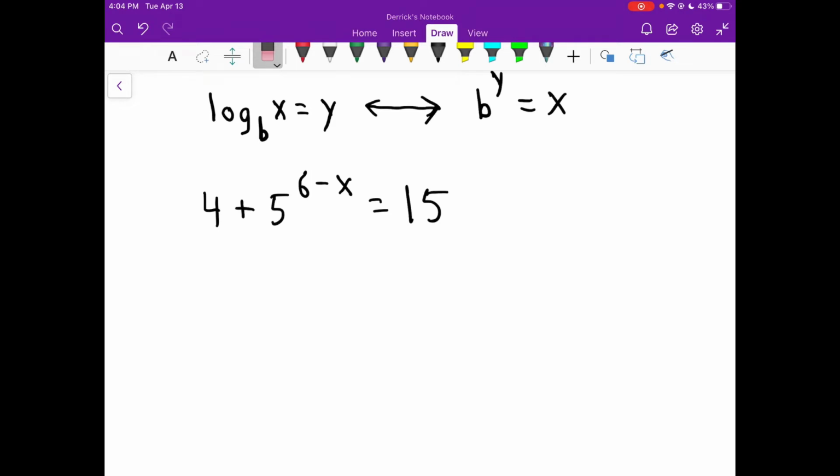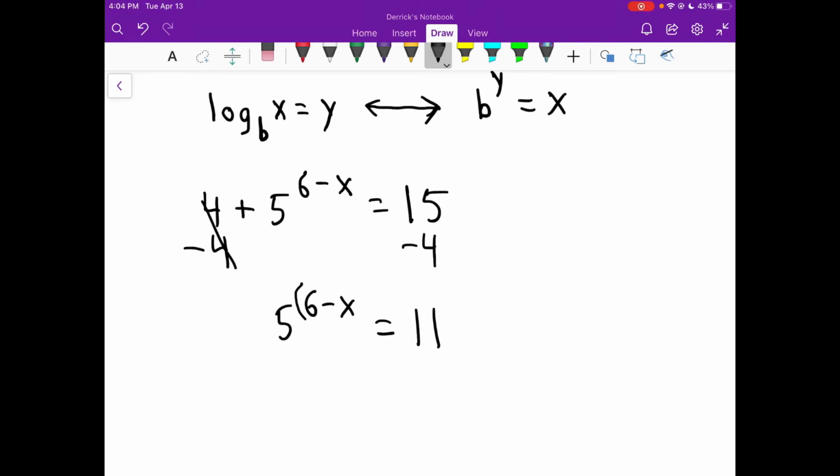So since there's only one exponential term, there must be a way that I can get this equation able to be switched or changed into logarithmic form and solve out. Well, in this case, to do that, I would need to start by subtracting 4 to the other side of the equation, giving us 5 to the 6 minus x power equals 11. Because otherwise, if I left the 4 there, there's too many terms for me to be able to shift this into log form, because I'm only supposed to have a base and then two other parts, right? Now we have something that can work for that.